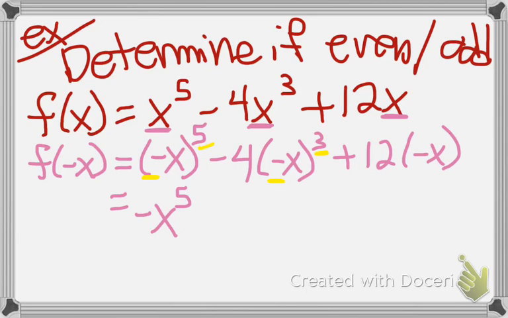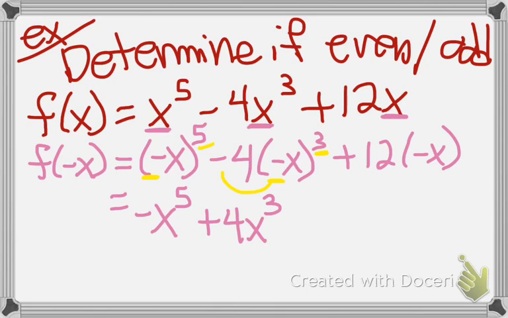Now that's a negative, right? 3 negatives gives me a negative. But I also have another negative out there. So that's a total of 4 negatives, which then will turn into a positive 4x cubed. Can you guys see how all of those negatives canceled out? And then you'll do the same thing for the next one.